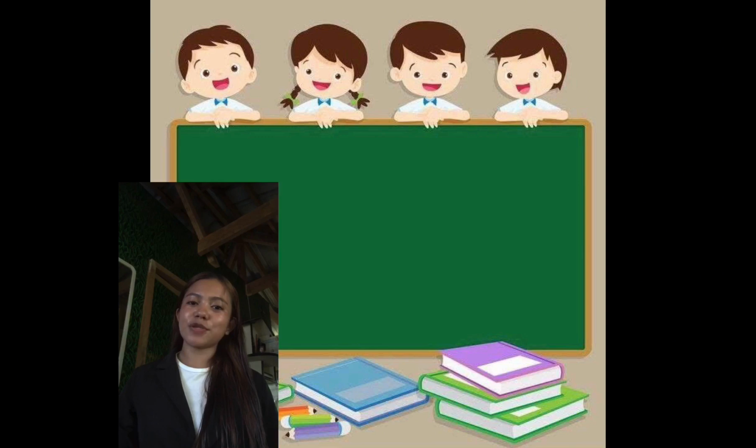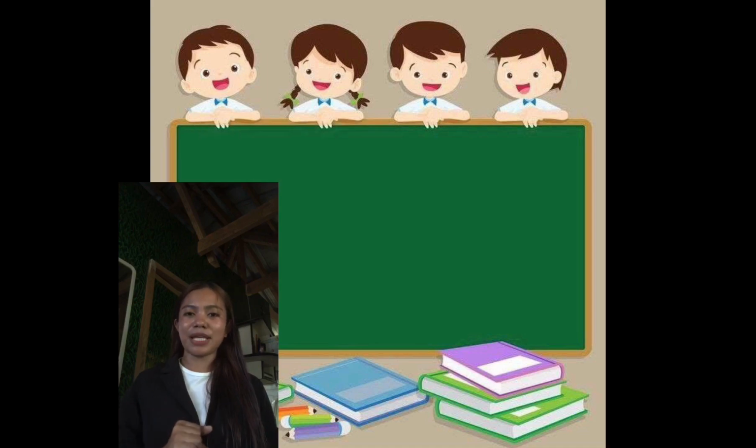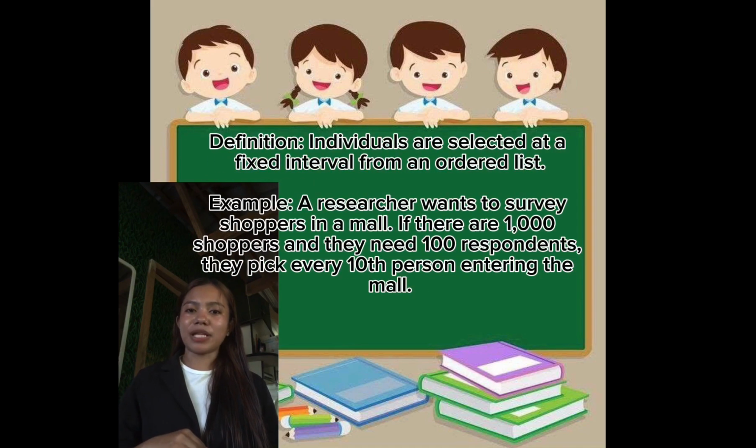The third type of probability sampling is what we call systematic sampling. So what is systematic sampling? Systematic sampling is when individuals are selected at a fixed interval from an ordered list. Its example is a researcher wants to survey shoppers in a mall. If there are 1,000 shoppers and they need 100 respondents, they pick every 10th person entering the mall.